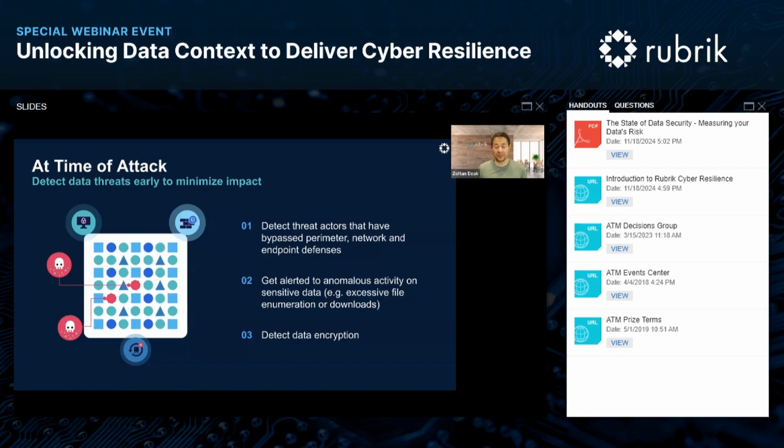So Rubrik provides anomaly detection, threat monitoring, and threat hunting capabilities to help you accomplish all of these things really quickly and without putting additional load on your production environment. Threat monitoring is our proactive, always-on capability that scans your backups for threats. It utilizes threat intelligence feeds from Rubrik Zero Labs, Google Mandiant, and other third-party sources to automatically scan your backups for the latest IOCs. So think of it as constant vigilance that you can set and forget.